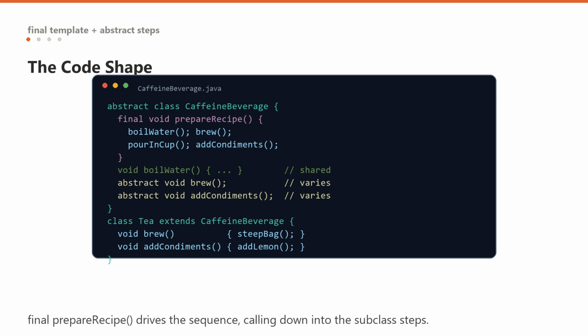To use it, you create a tea or a coffee and call prepare recipe. The base class's template method drives the whole sequence, calling down into your subclass for the specific steps. Notice you never call the individual steps yourself. You call the template method, and it orchestrates everything.